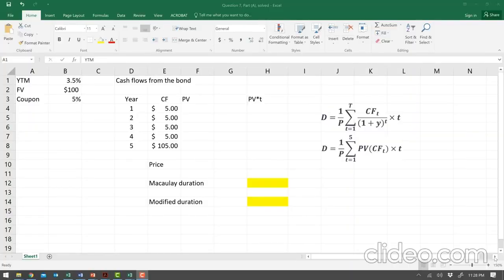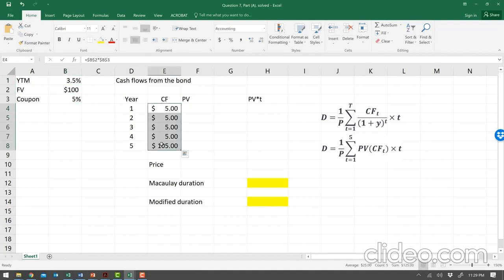Let's start by computing the modified duration of this bond. This is very similar to what we've done in question 5, and the spreadsheet has the same template. The only difference is that this bond has 5 years to maturity. The current YTM on this bond is 3.5%. Its face value is $100. And this bond pays a 5% annual coupon.